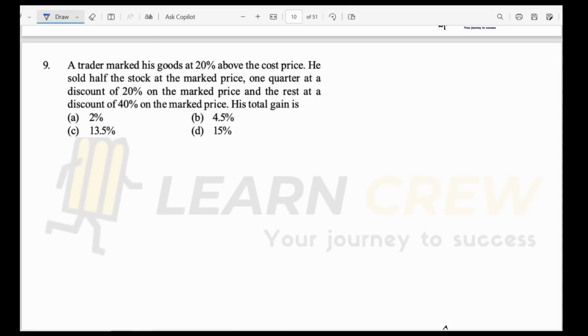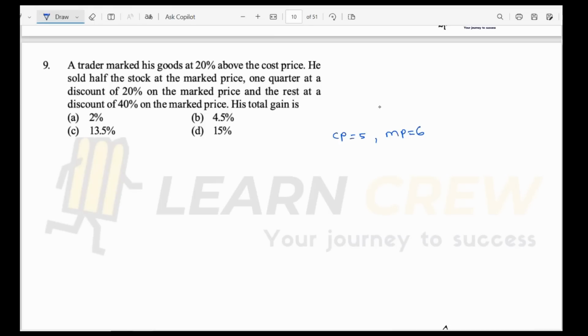A trader marked his goods 20% above the cost price. Please see here. I am taking the cost price as 5. So market price would be how much? 20% means 1/5 more. For 5, 1 more. It becomes 6. Yes or no? Now cost price is 5. Market price is 6. Now he sold half of the stock at market price.